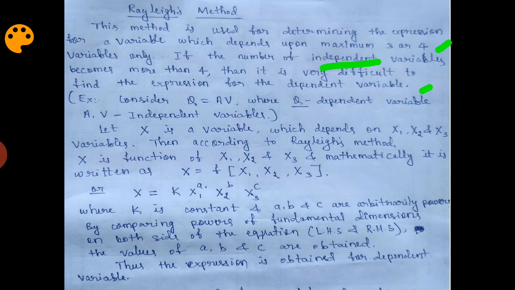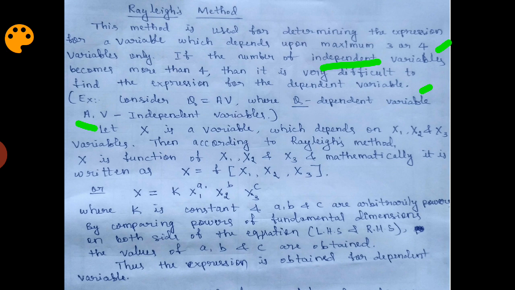For understanding purposes, we'll take an example. Consider Q equal to A into V, where Q is the dependent variable, and A and V are independent variables. If something is mentioned like water is flowing in the pipe, then we can say that Q is a dependent variable which depends on the area of the pipe as well as velocity. So those are independent variables. If area changes, then Q will change. If velocity changes, then Q will change. So Q is the dependent variable, and A and V are independent variables. Now we know what dependent and independent variables are.